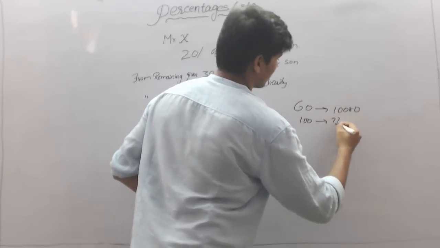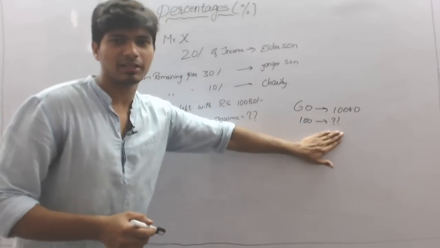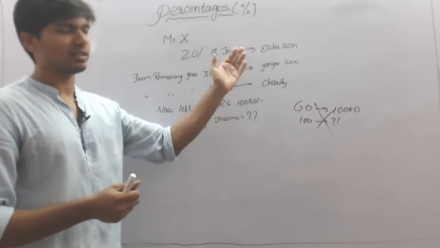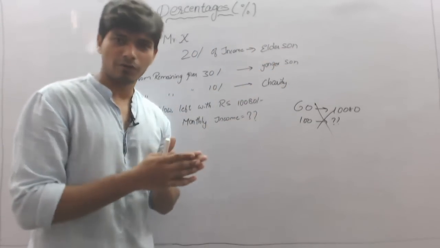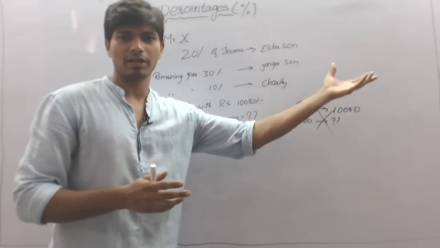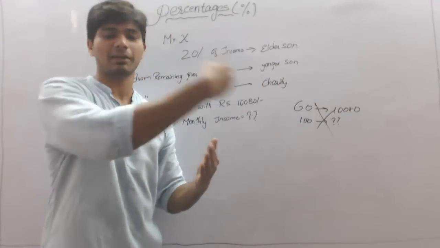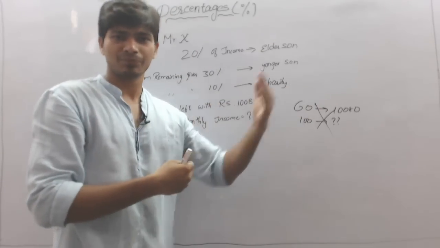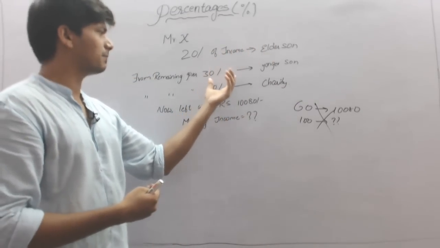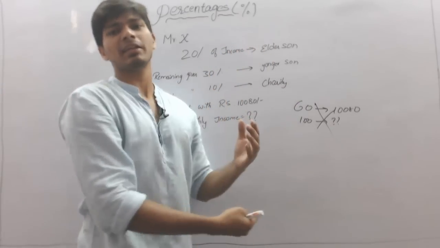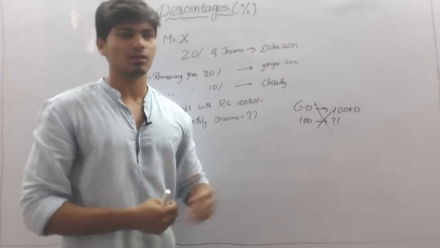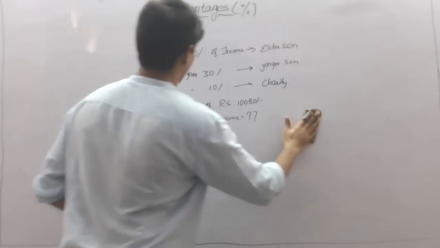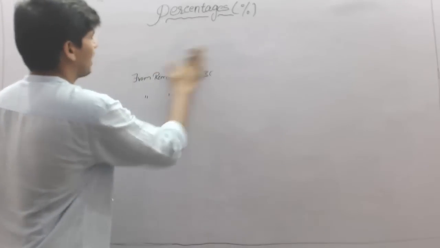Now what is 100%? If you solve this problem in this way, it is entirely wrong. Why? Because in the previous problem, he directly spent percentages out of the 100% income: 20% on food, 10% on education, 10% on entertainment, each out of 100. Whereas here he is spending 30% and 10% on the remaining amount, that is, after giving the amount to the elder son. Now what is the method to solve this question? Let's solve this. I hope you got the clarity on the question.